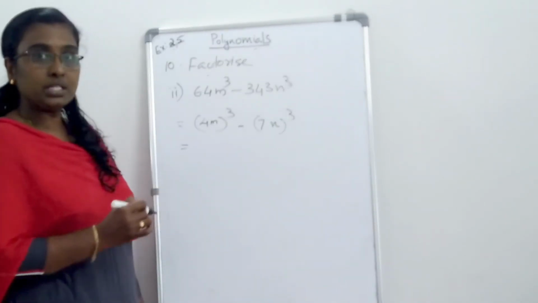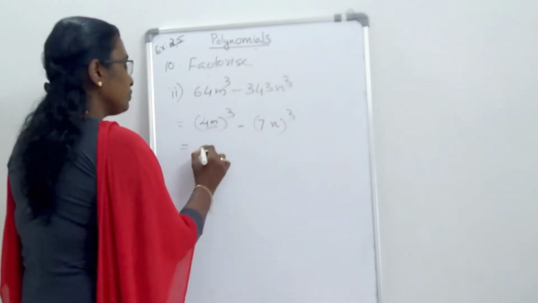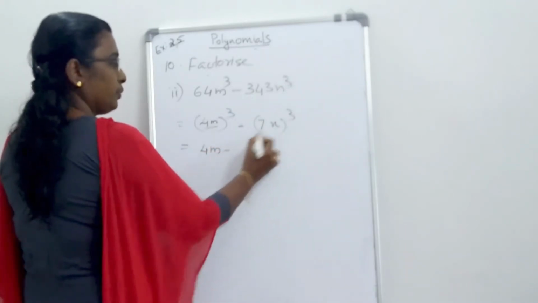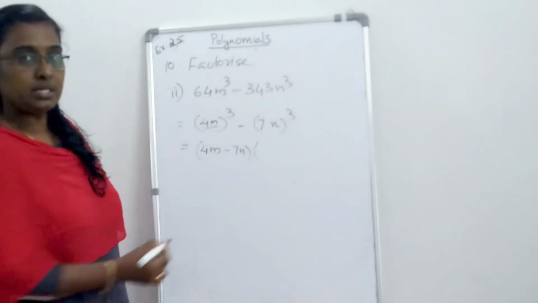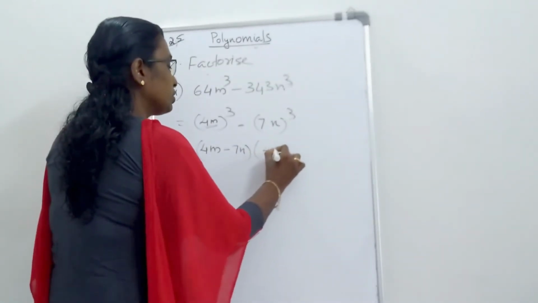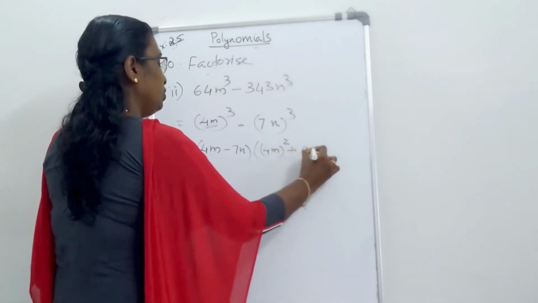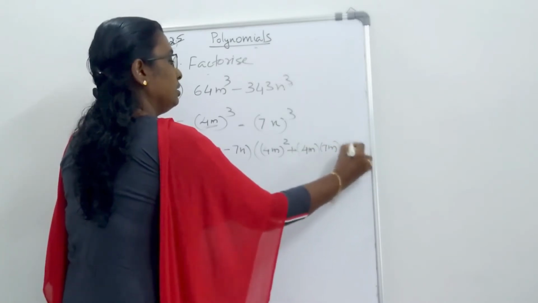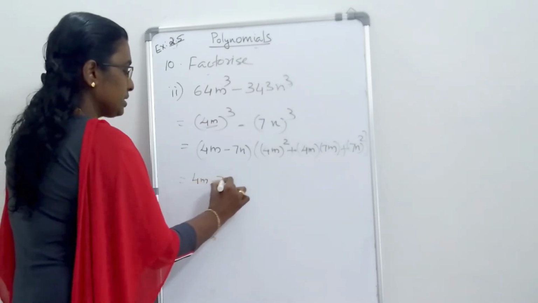So x cube minus y cube. What is x cube minus y cube? It is x minus y into x square plus xy plus y square. Here x is 4m and y is 7n. So 4m minus 7n into x square, 4m the whole square, plus xy, 4m into 7n, plus y square, 7n the whole square.